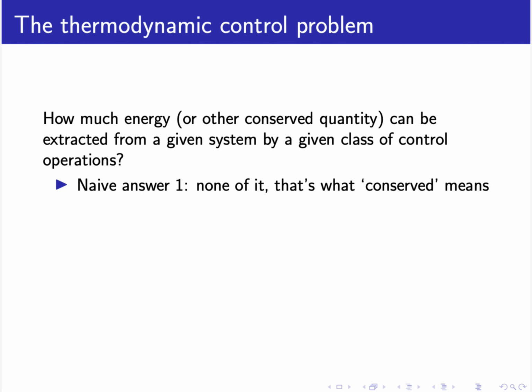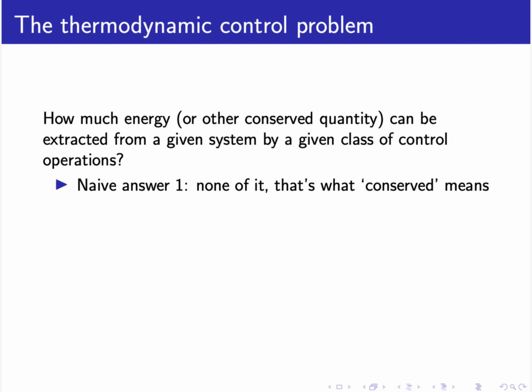Okay, so a couple of answers to that question. Naive answer the first. You can't get any of a conserved quantity out of a system. What did you think conserved meant? Conserved means quantity does not change over time. If you get it out, it changed over time. What that misses, of course, is that from a broader perspective, quantities are only conserved within closed systems, and if you're intervening, the system is no longer closed.